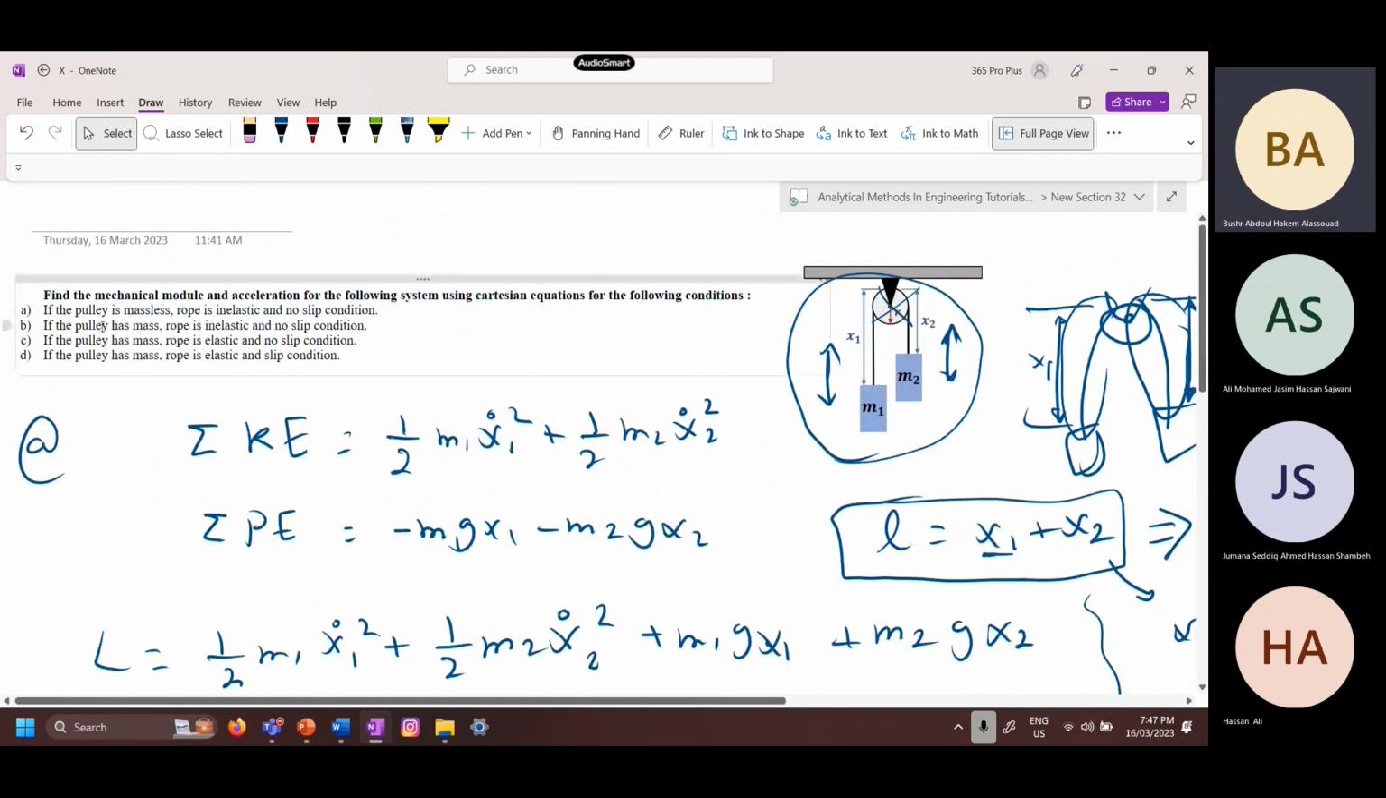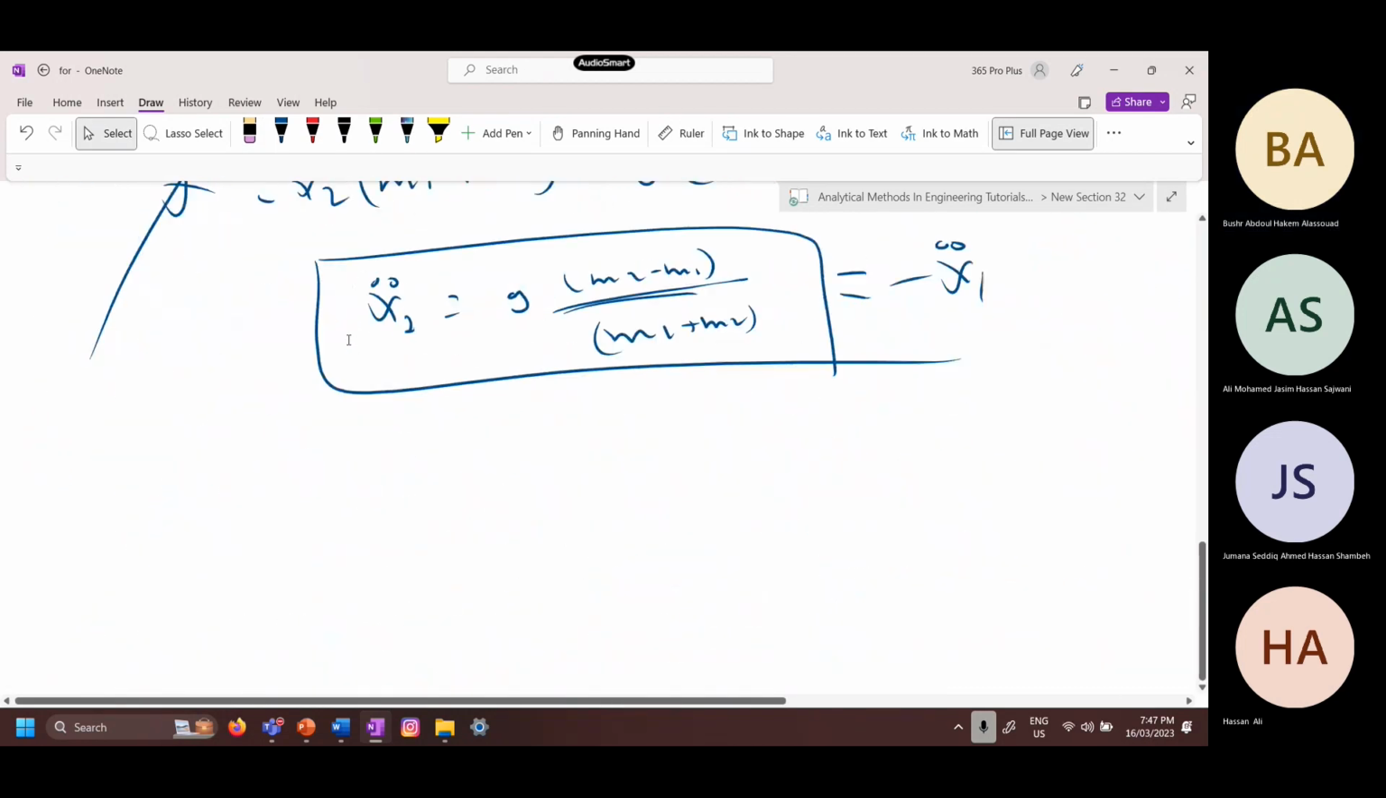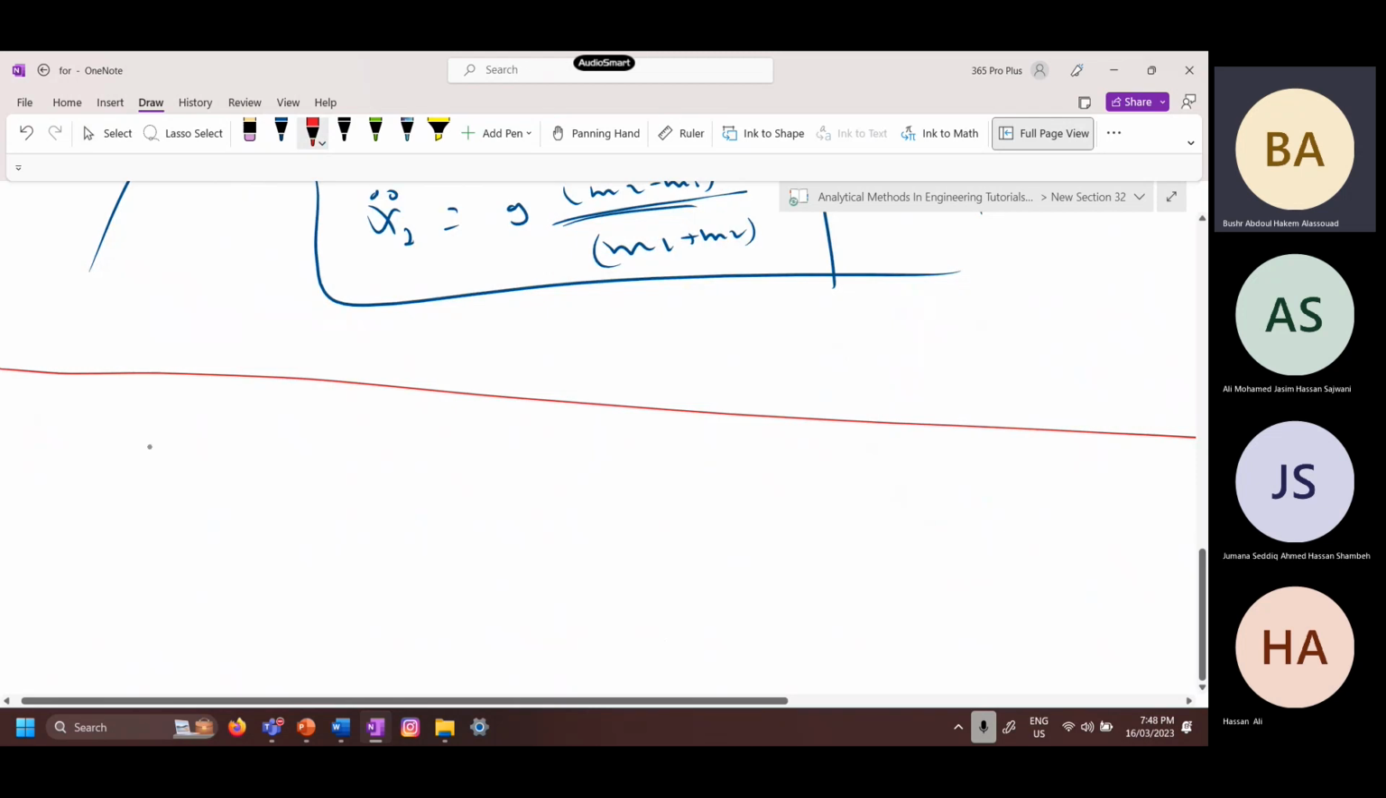Part B. If the pulley has a mass, so you can no longer ignore the pulley, but the rope is inelastic and there is no slip condition. So what you obtain from here is that there is a new system, which is the pulley. The rotation of the pulley needs to be calculated and considered. To solve this part, it's going to be easy, just needs a bit more work.